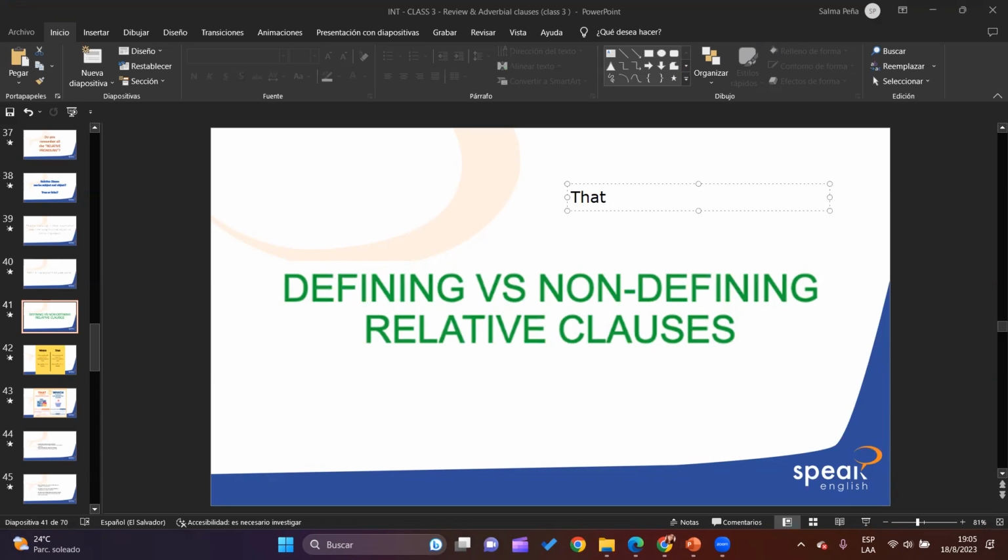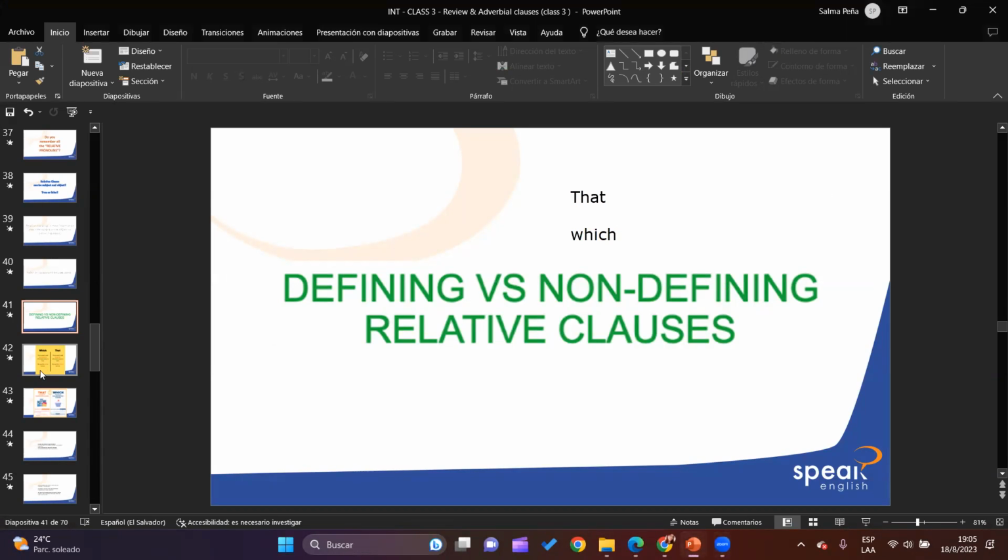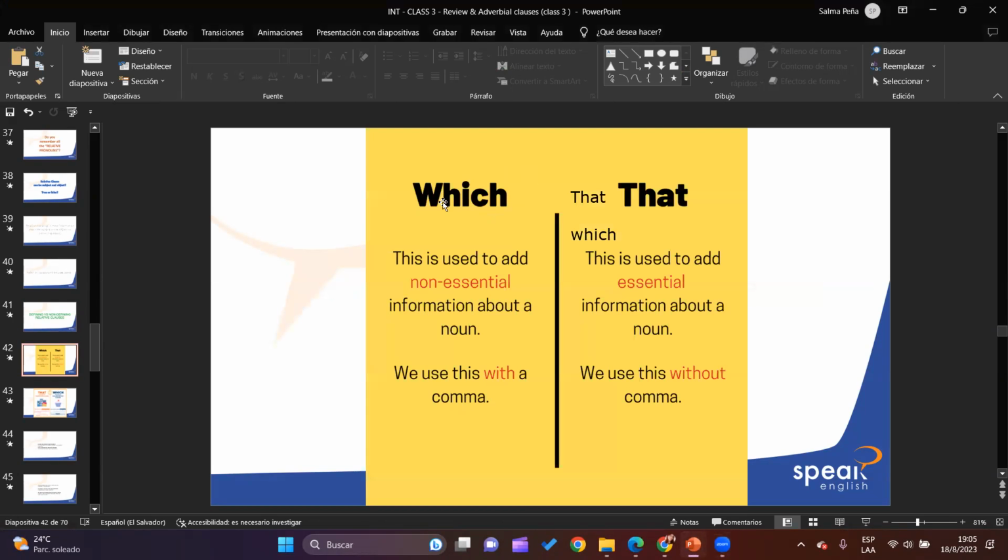Well, yes. When we use that, that is mandatory, and you cannot eliminate the clause. And when it's which, it's not mandatory. That is the difference. Yes. When we have that, it's essential. So we cannot omit it, and we have to use it. And when it's which, it's not essential. So it means that you can eliminate that part of the sentence.